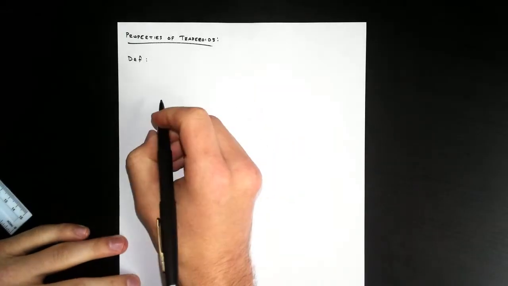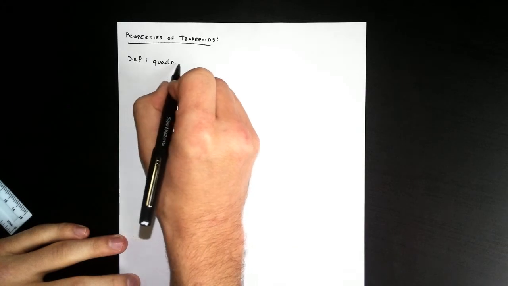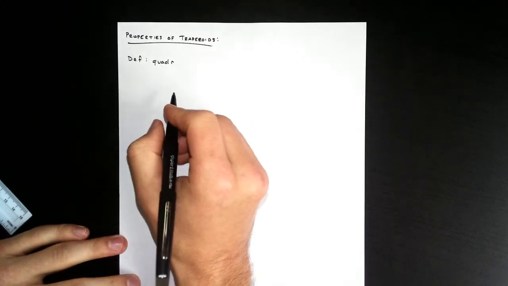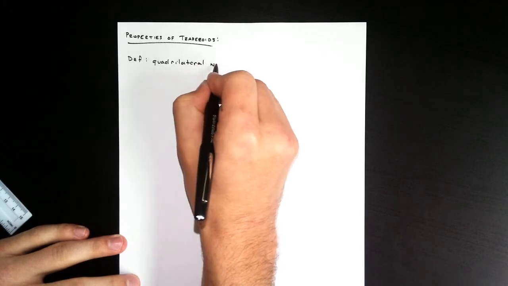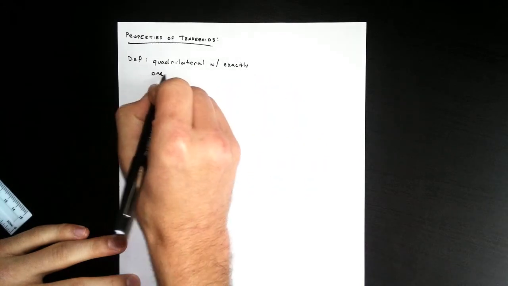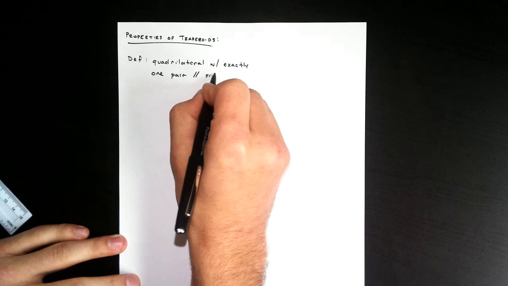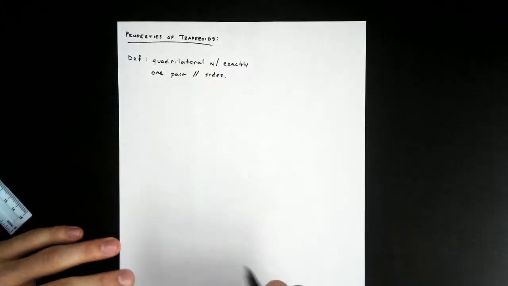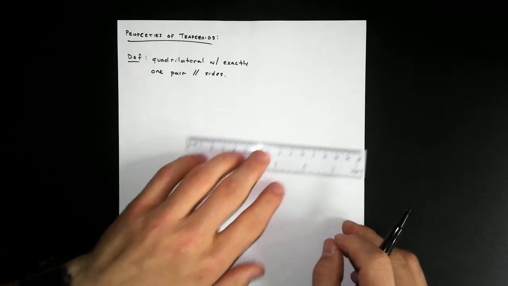The definition is this is a quadrilateral that has exactly one pair of parallel sides. So, a quadrilateral with exactly one pair of parallel sides. So we talked about parallelograms a lot, and they have two pairs of parallel sides. Now this is a little bit different. This has exactly one pair.